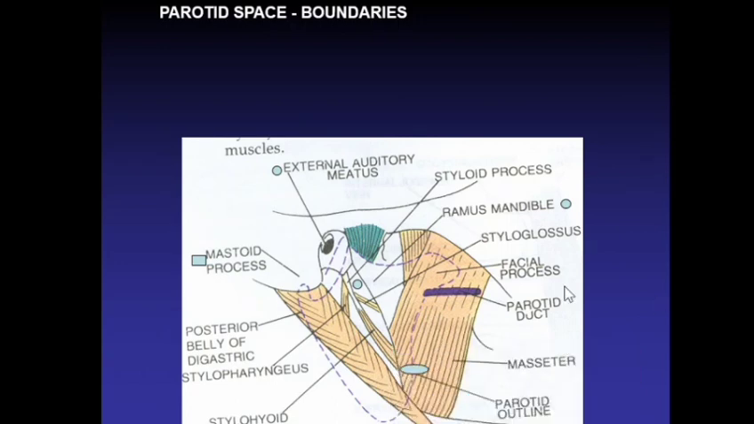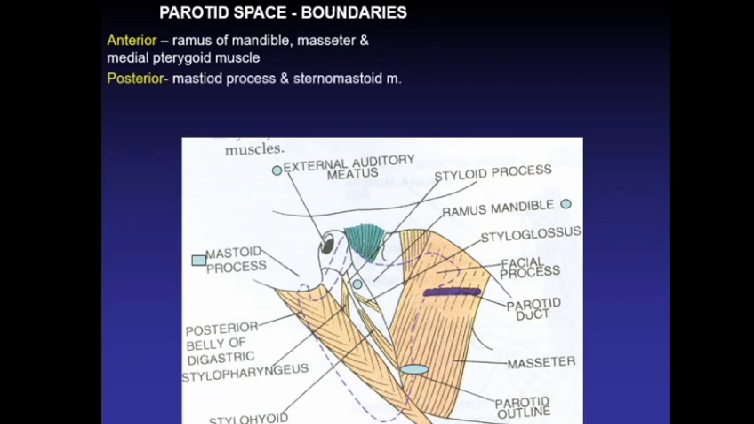Now we'll see what the parotid space is and what the boundaries of the parotid space are. The parotid region is the region around the ear. On the left side of the diagram, you can see anteriorly the ramus of the mandible, masseter and medial pterygoid muscle. All these structures I have marked with a blue color, so please see to it. Then posteriorly you have the mastoid process and sternocleidomastoid, that is on the right side.